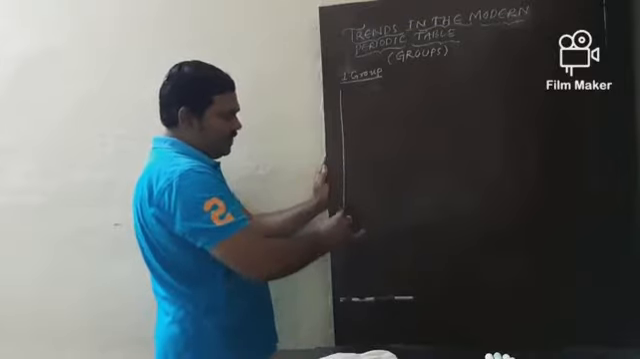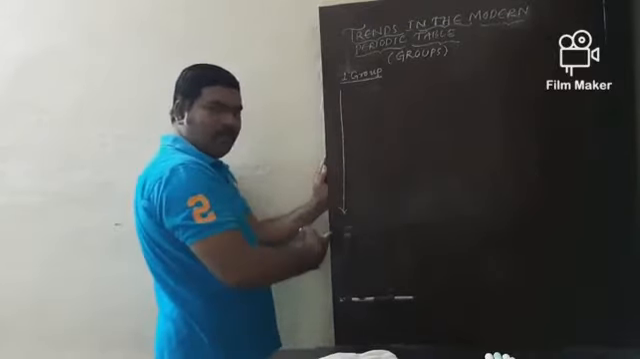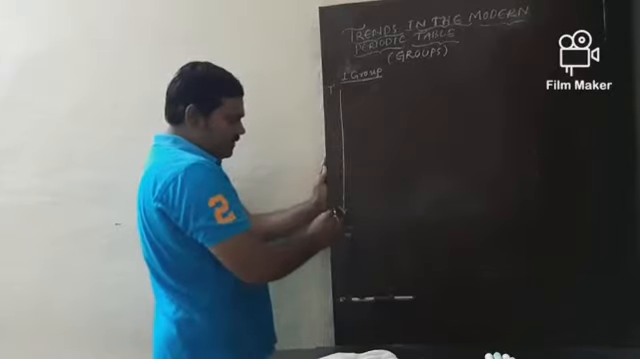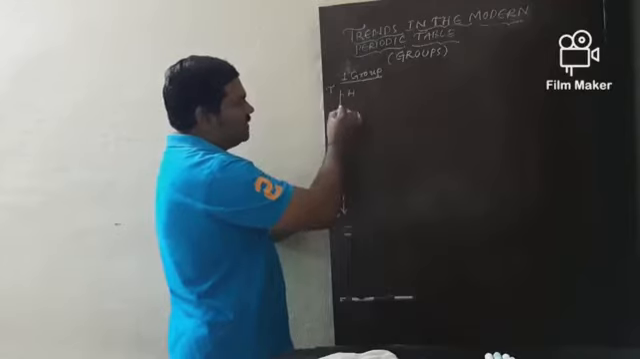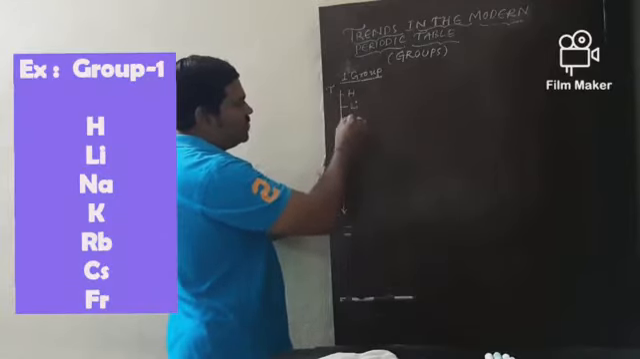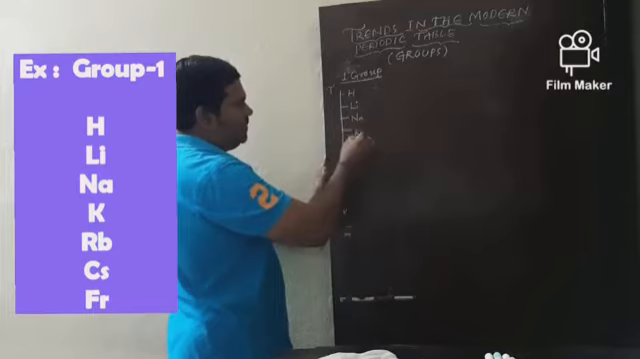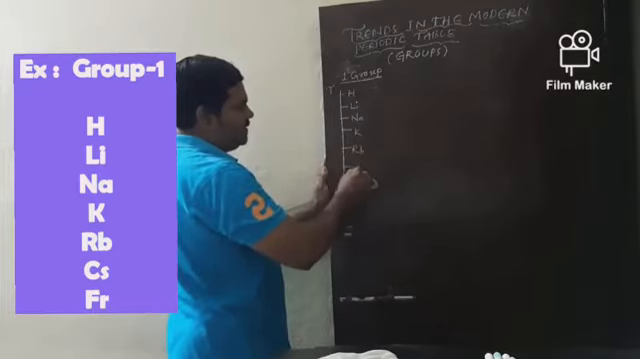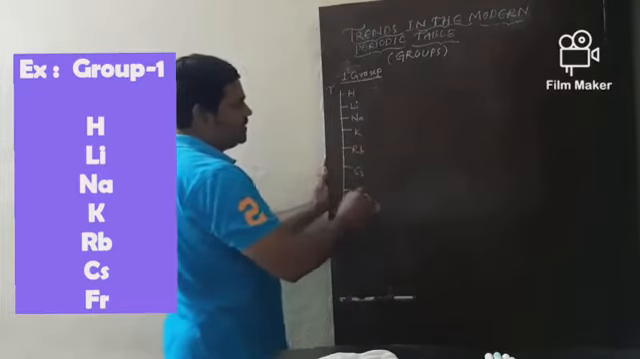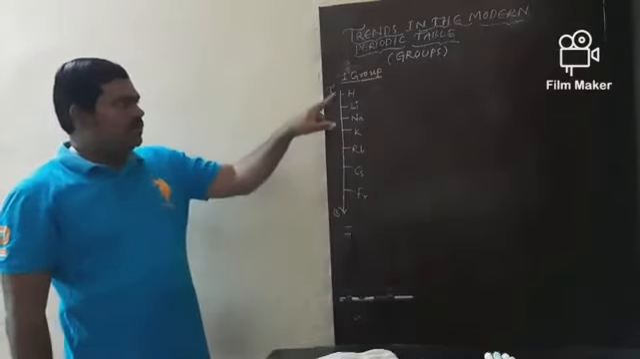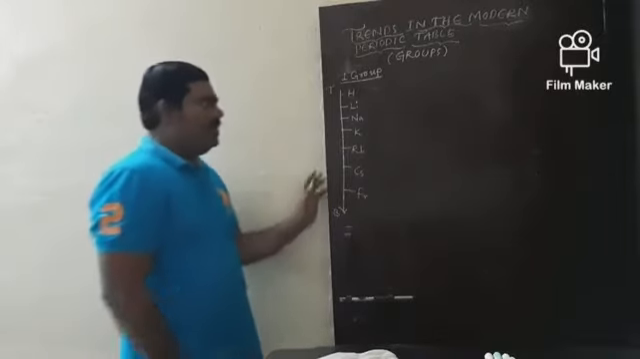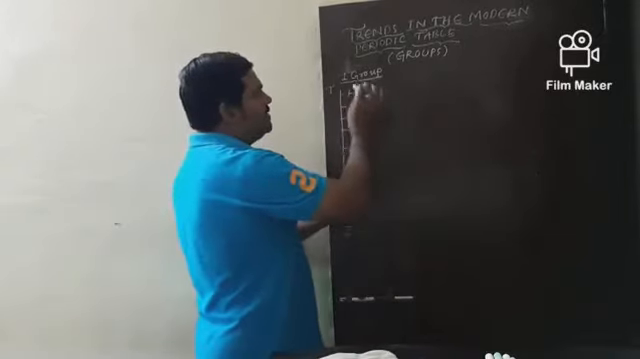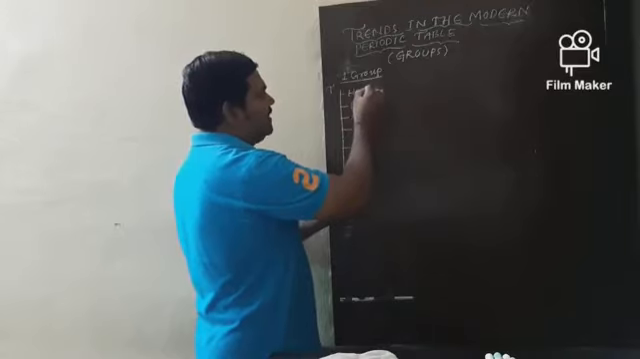Now let me take a group like this, one vertical column, with the top end and the bottom end. The first element of the first group is hydrogen. Next, lithium, sodium, potassium, rubidium, cesium and francium. So there are 7 elements. Now let me write atomic numbers. Atomic number Z is equal to 1.